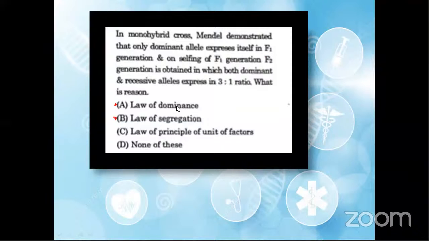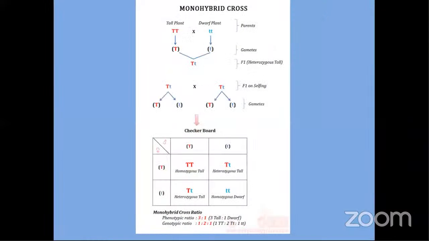What does the law of dominance say? Let's see Mendel's experiment. Gregor Mendel is known as the father of genetics. Now, we know that the ratio is 3:1. They are telling us that a dwarf plant is obtained in the F2 generation. How is it possible that a dwarf one is obtained in the F2 generation? That is the question.